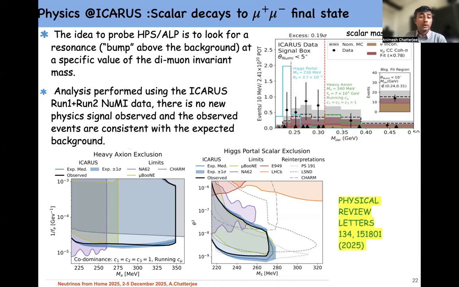Then we show the exclusion limits both for the heavy QCD axion as well as the Higgs boson scalar. ICARUS is able to produce world-leading constraints on the decay constant of the heavy QCD axion, mostly if you look at the mass region greater than 260 MeV, as well as stringent constraints on the mixing of the Higgs boson scalar as a function of the mixing as well as the mass of the Higgs boson scalar, which was recently published in PRL.